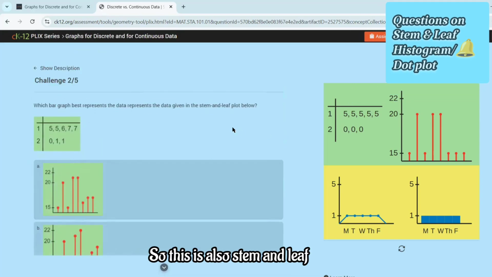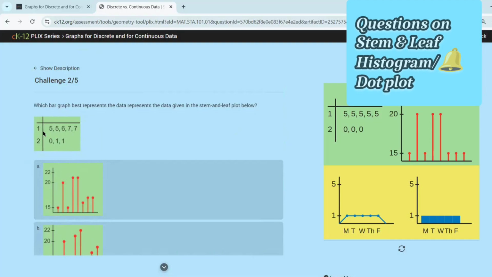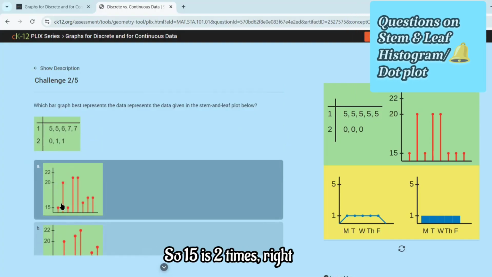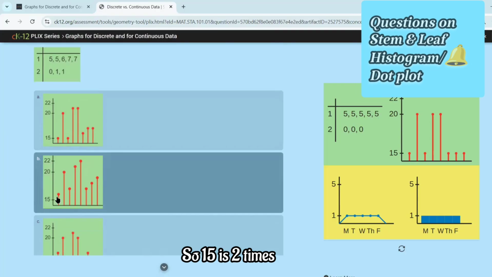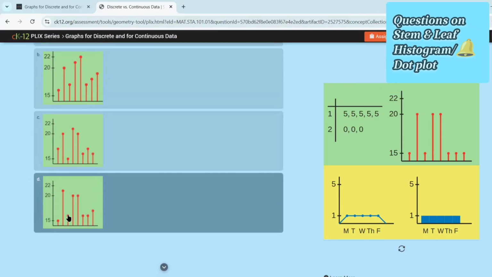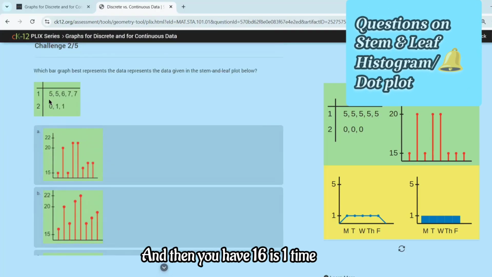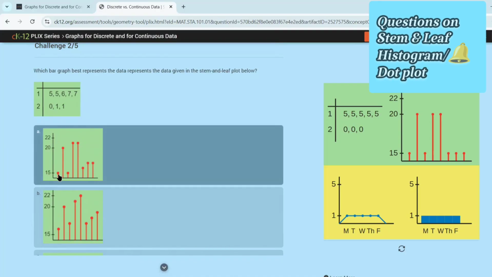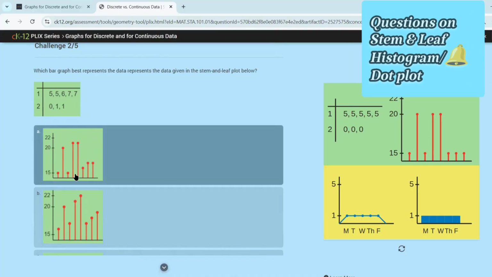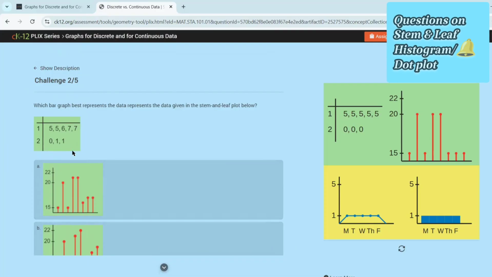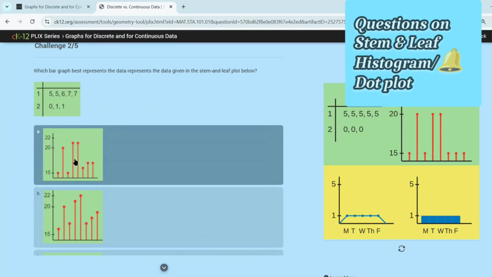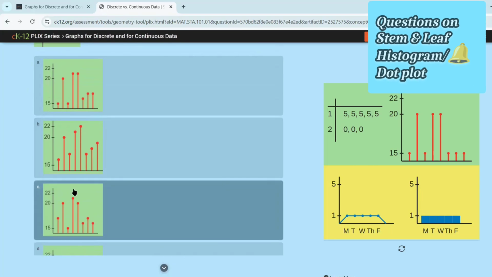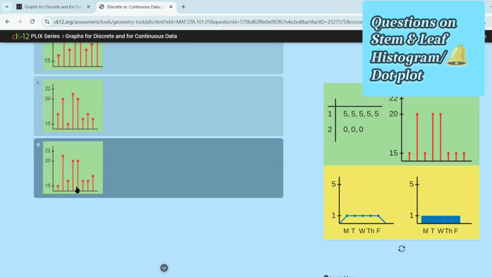So this is also stem and leaf. This is the stem, that 1 5, 1 5 and 6 and all that. So 15 is 2 times, right? And then you have 16 is 1 time, 17 is 2 times. And then you have 20, 21. So obviously this will not be the answer. Not this one, this one.